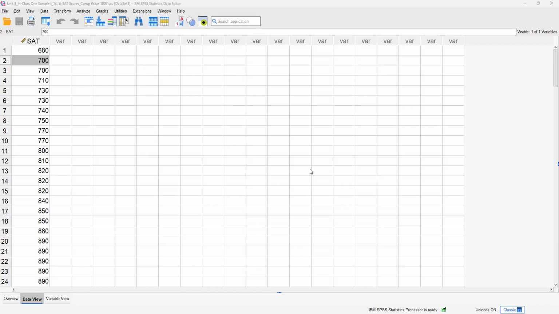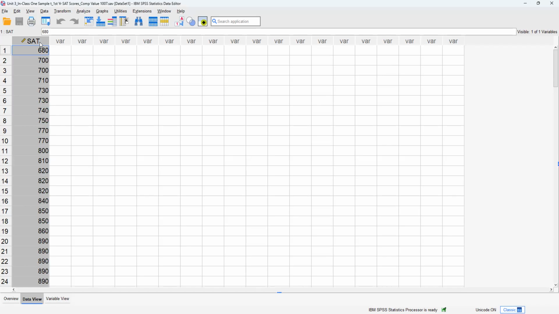We have a data set of SAT scores from Judson freshmen a few years ago, and we're going to compare the average SAT score for Judson freshmen to the state average in that year. But first, we're going to explore the data and just see if the data are normally distributed.